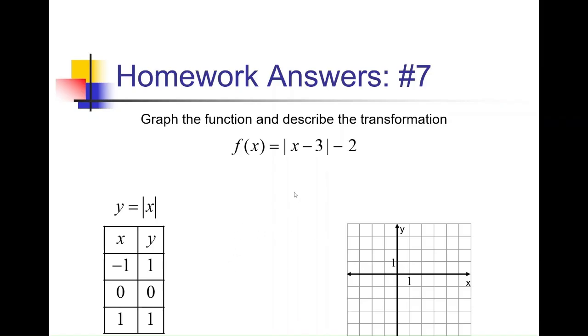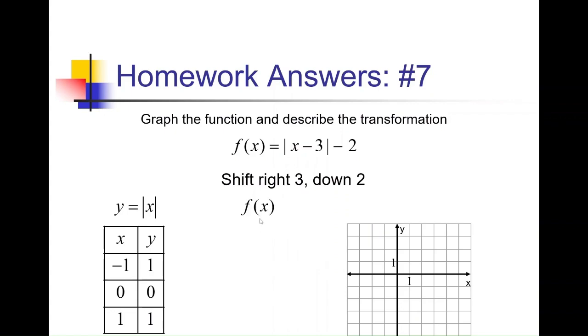Now, what's actually happening with this transformation? Well, this minus 3 inside is going to give us a shift of right 3. Inside changes are left, right, and they're opposite of what you expect. And then this minus 2 outside, that's an up-down change since it's outside. And that's going to give us a shift in the direction we expect, which is down. So we have right 3, down 2.